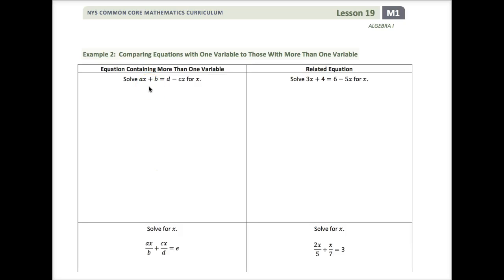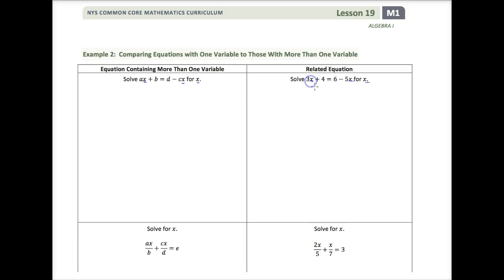Student page 107. Comparing equations with one variable to those with more than one variable. All right? Our problem here is that we've got an x on both sides of the equation, and we're going to solve for x. And the same is true over here. We see x on both sides.